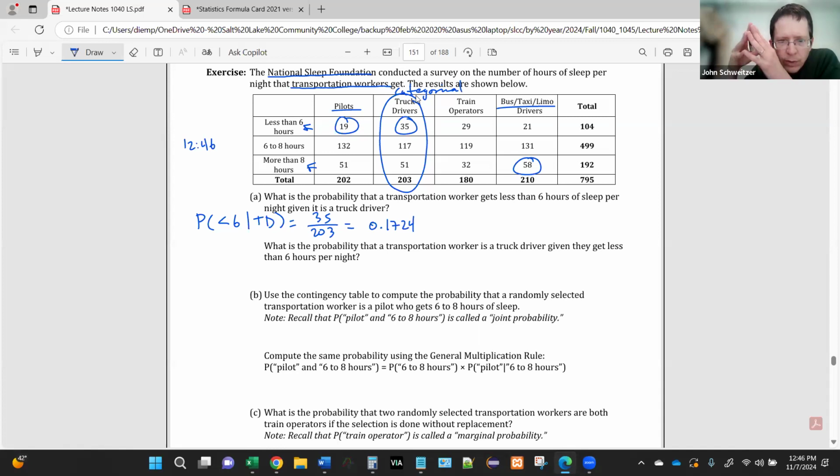Let's reverse that. What's the probability that a transportation worker is a truck driver given that they got less than 6 hours of sleep per night? Okay, so let me come back to this for 1 second.